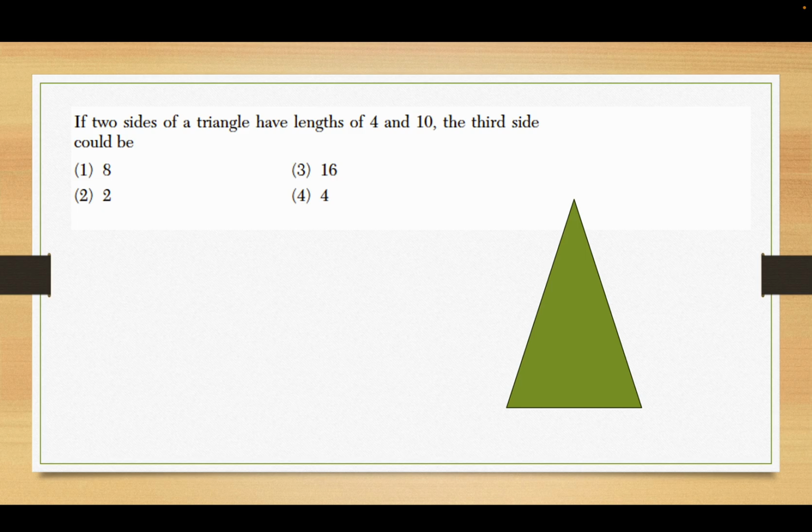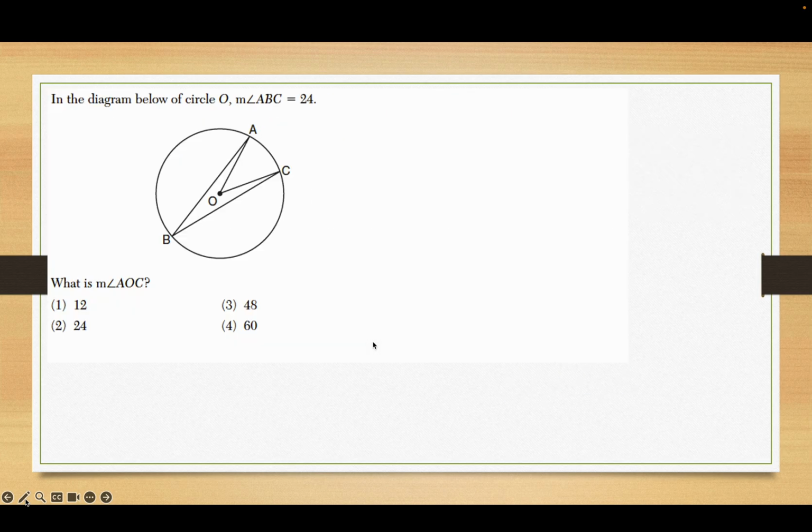Let's see. The correct answer is 8, because 4 plus 8 is bigger than 10, 10 plus 8 is bigger than 4, and 4 plus 10 is bigger than 8. The 2 doesn't work because 4 and 2 are not greater than 10. We just explained the 16 before. And 4 and 4 are not greater than 10. So choice 1, 8 is the correct answer. Okay, try this guy.